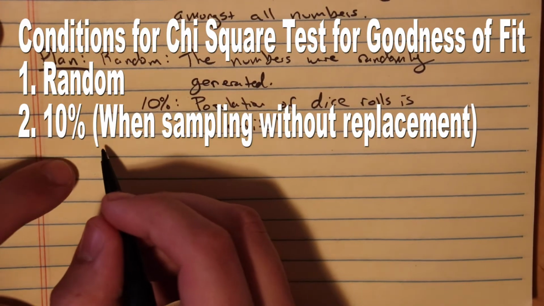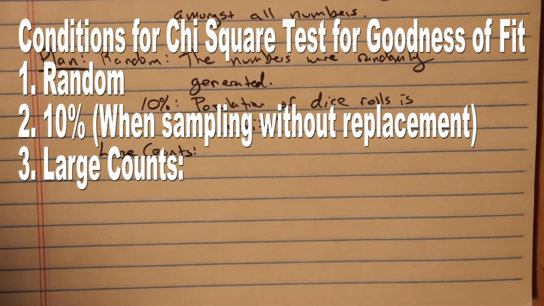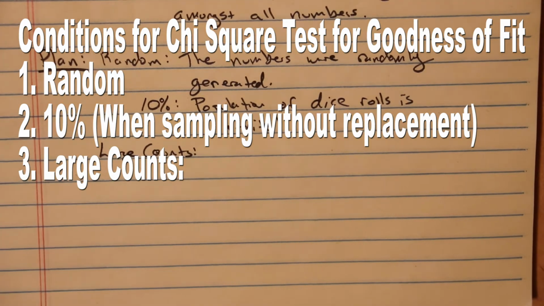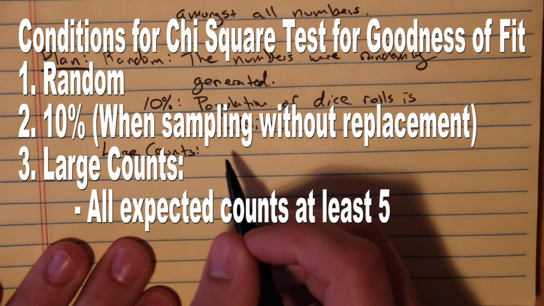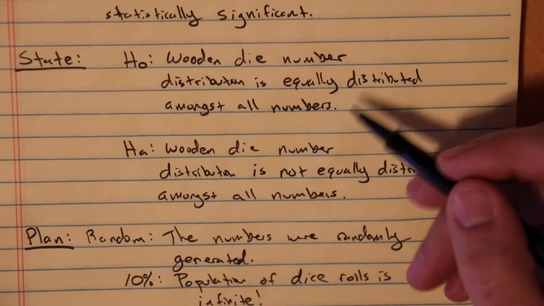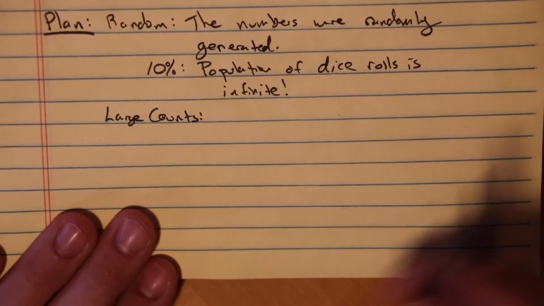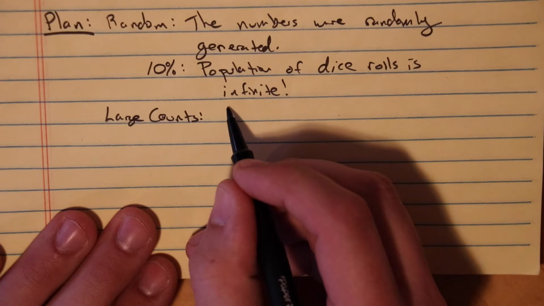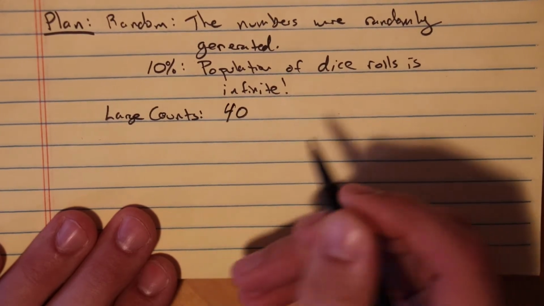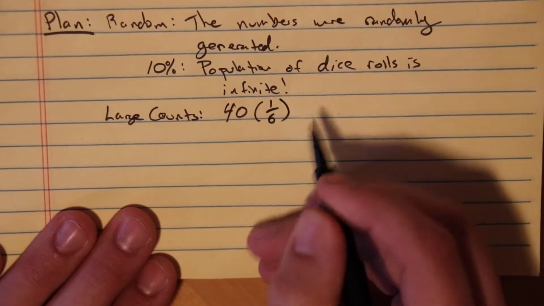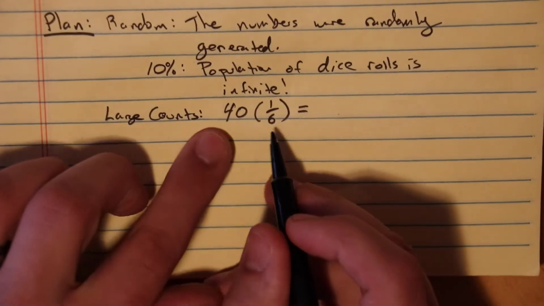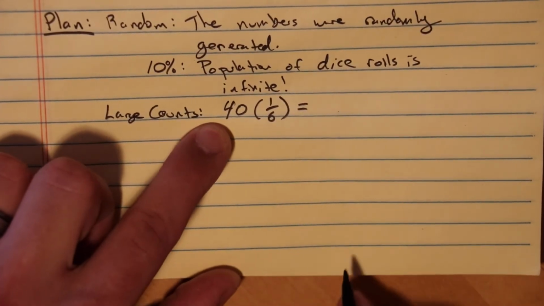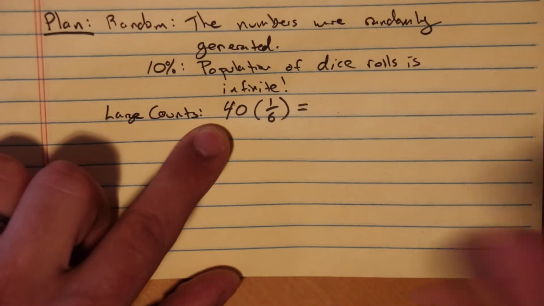Huge one, large counts. Okay, here we go. The large counts condition. This is a big one. The large counts condition for a goodness of fit test is that all expected counts need to be at least 5. If the true distribution is 1/6, so each number should show up 1/6 of the time, I'm going to check this. Our sample size was 40, and I'm going to times that by 1/6. This is what we would expect to happen. It turns out all numbers for the dice will have the same expected count, because a die we are assuming is uniformly distributed.